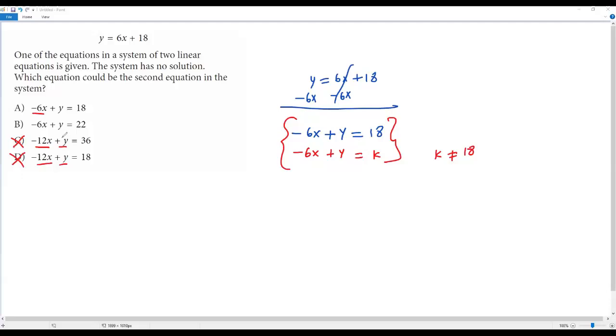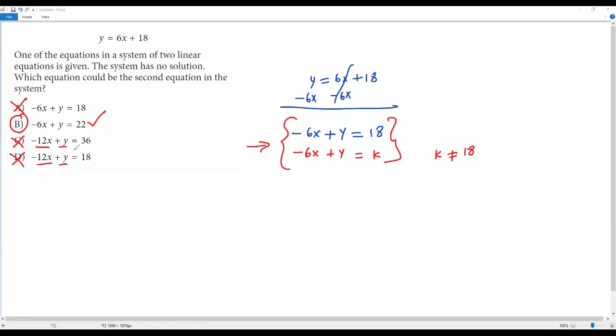So either option A or option B can be correct. But in option A, we have 18. But according to the condition we have discussed over here, the constant term in the second equation should not be 18. So it should not be the same as the constant we have in the first equation. So we can reject option A. So option B is the correct answer choice for this question.